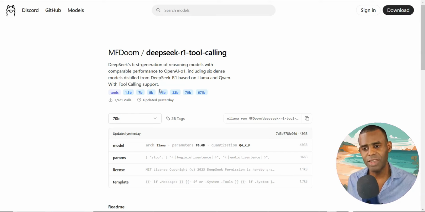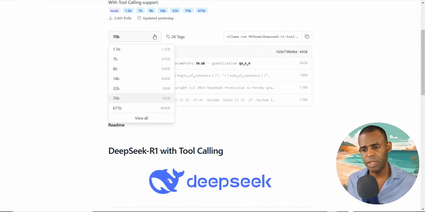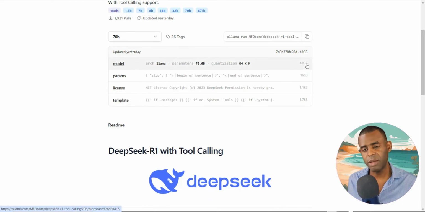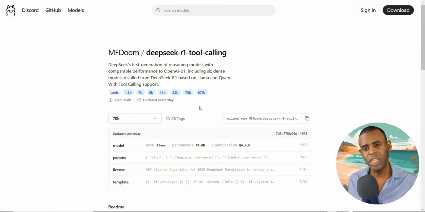All you need to do is go to Ollama and search for Deepseek R1 tool calling, and this will come up, and you'll see the requirements for each of the different varieties of models. For this particular test, we want to use the 70 billion parameter model, because we wanted something powerful enough to do a variety of different tests. This model requires 43 gigabytes of space. Even though we can run this on our own computer, I actually want to run this on a GPU.